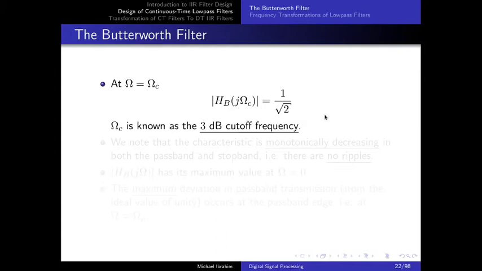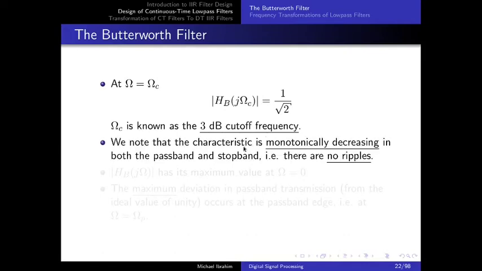Omega c is called the cutoff frequency, or the 3 dB cutoff frequency. And 3 dB because if you take 20 log 1 over square root of 2, or 10 log 2, it will give you 3 decibels.